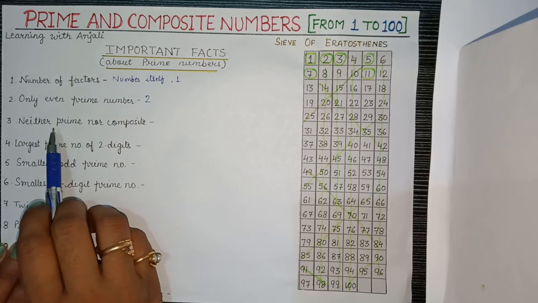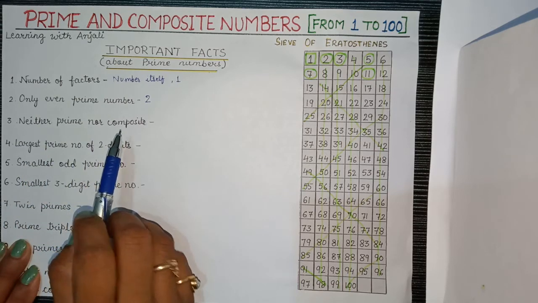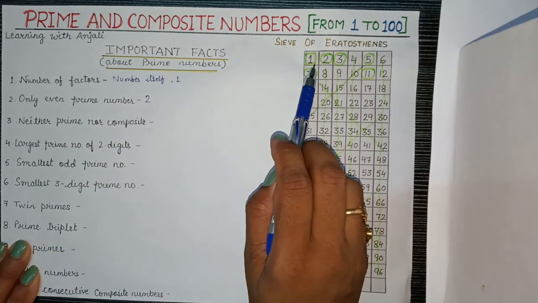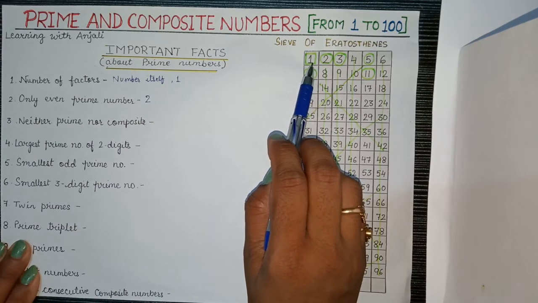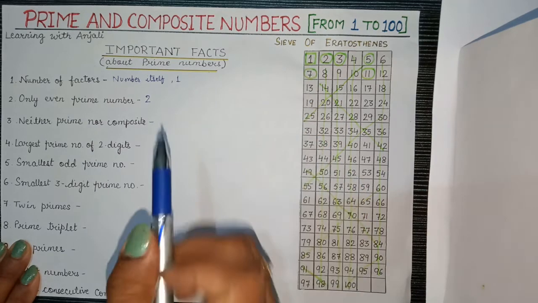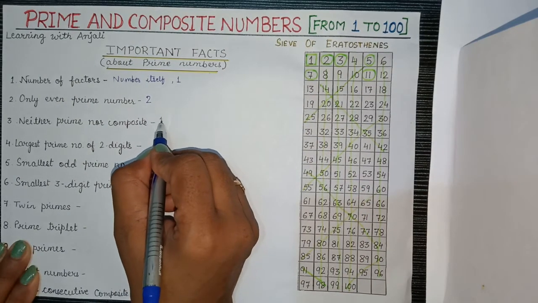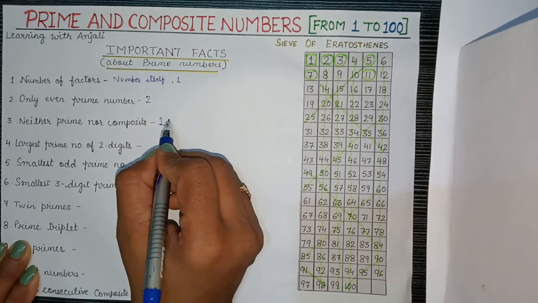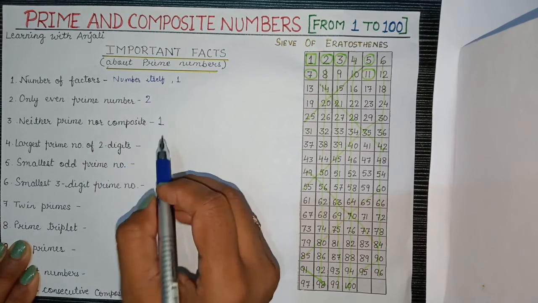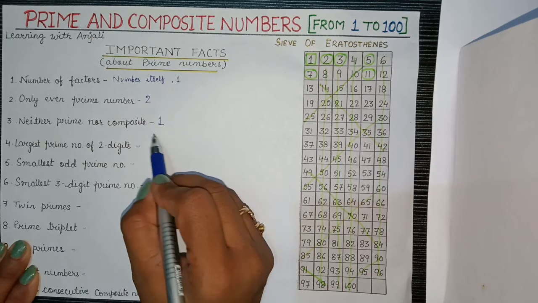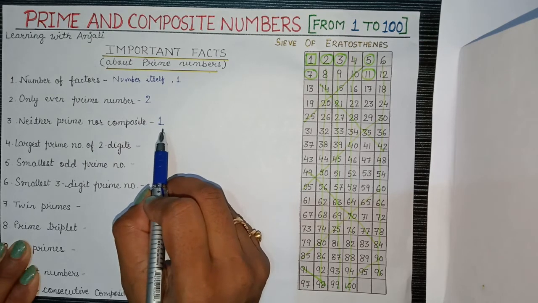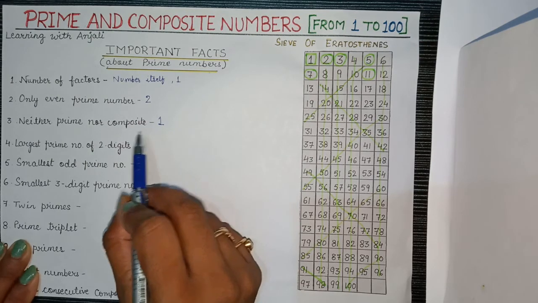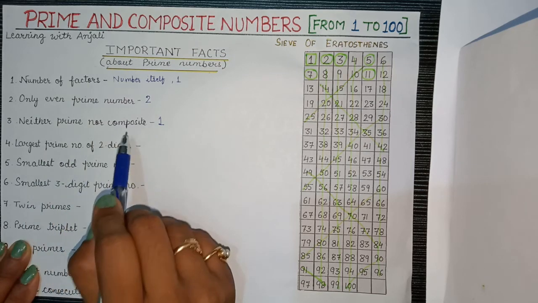Third one is neither prime nor composite. Which number? 1. 1 is neither a prime nor a composite, as 1 has only one factor. One factor means 1 into 1, 1 itself and 1. So we get only one factor. That's why 1 comes in the column of neither prime nor composite.